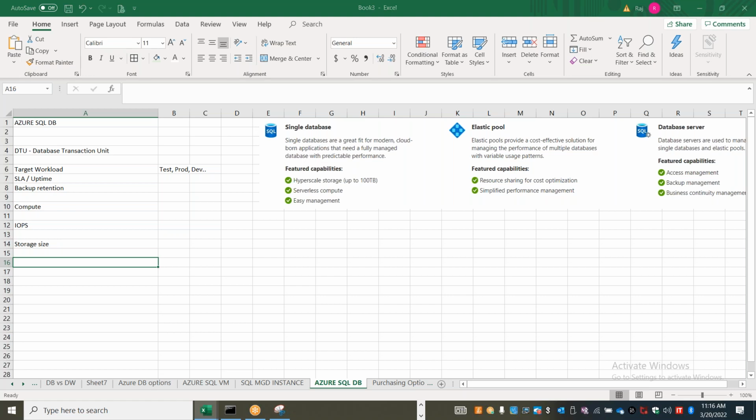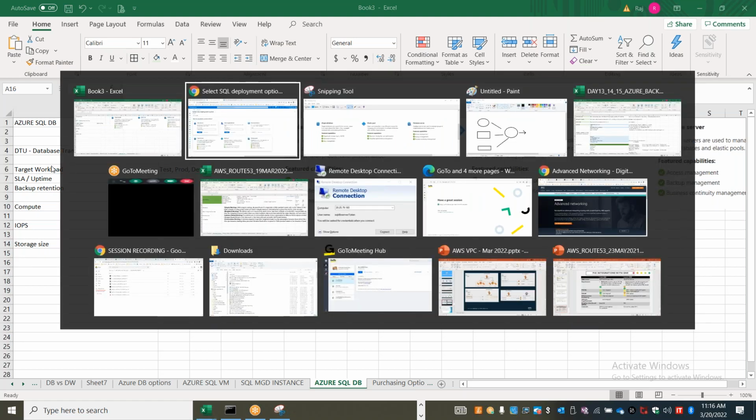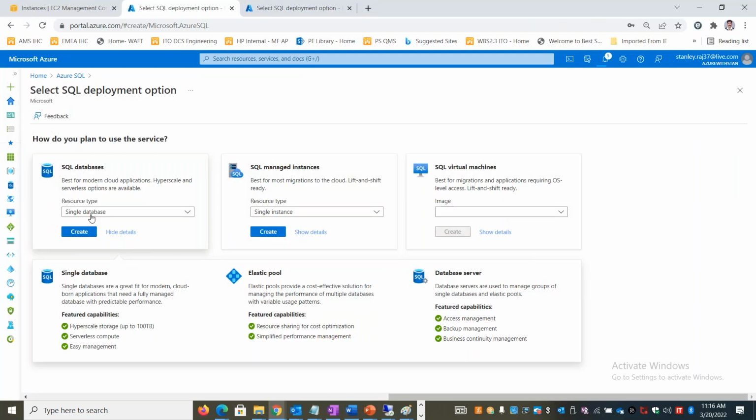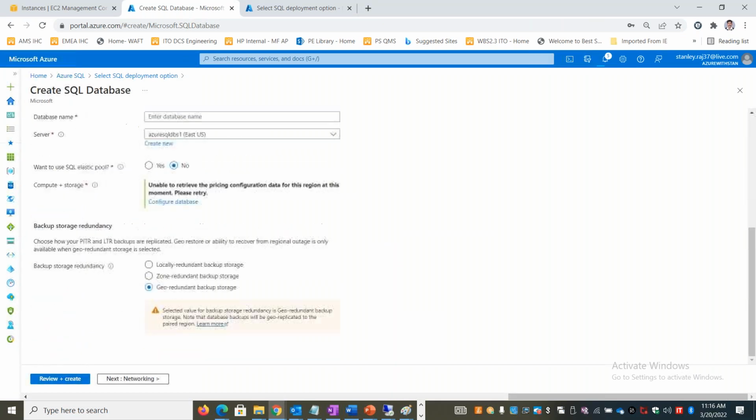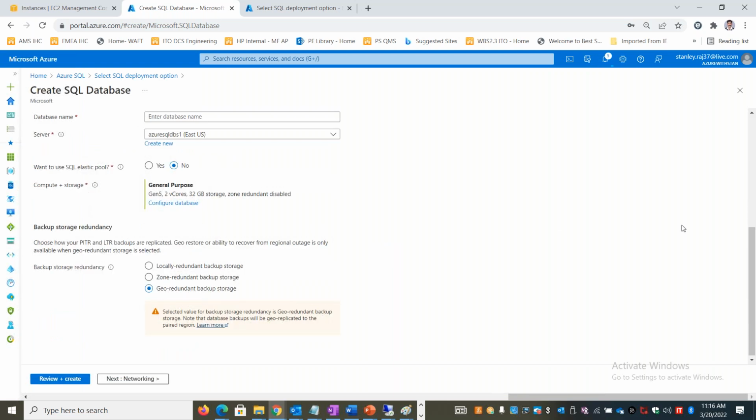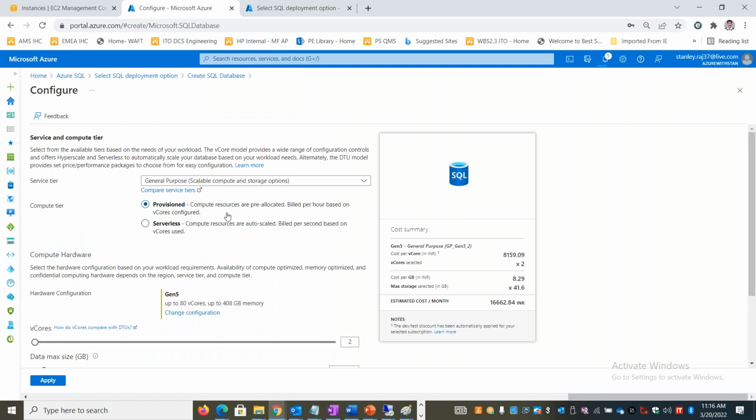So where exactly can we find those differences? If you go to a single database creation, you'll get all the different licensing options coming up. If I scroll down, I can choose the specific compute and storage model. Here there are different categories available: there is a provisioned model and there is a serverless model.